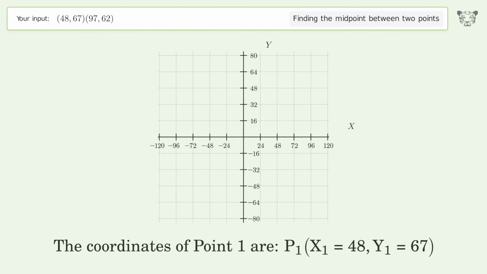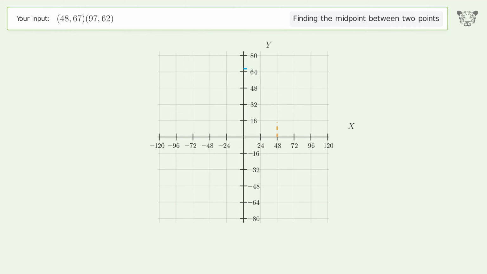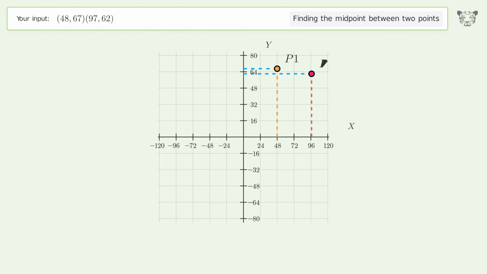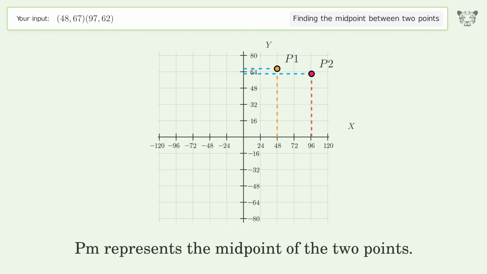The coordinates of point 1 are x1 equals 48, y1 equals 67. The coordinates of point 2 are x2 equals 97, y2 equals 62. PM represents the midpoint of the 2 points.